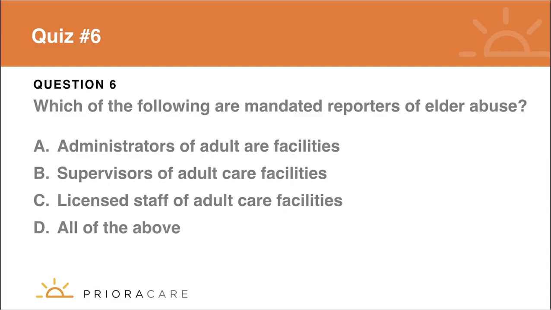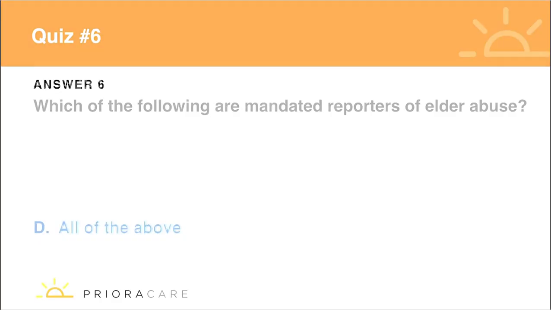All right, here is quiz question number 6. Which of the following are mandated reporters of elder abuse? A. Administrators of adult care facilities. B. Supervisors of adult care facilities. C. Licensed staff of adult care facilities. Or D. All of the above. Yes, you got it. The correct answer is D. All of the above are considered mandated reporters of elder abuse.